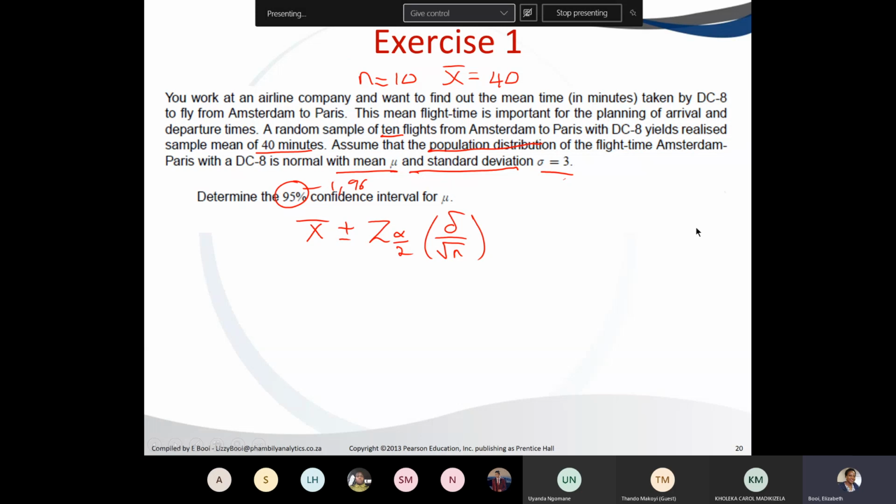Okay, who wants to try this? I don't have a calculator with me, so I will rely on you to give me the answers. The mean, we know that it's 40, plus or minus the critical value of 1.96 times the standard error of 3 over the square root of our n, which is 10. So who wants to give me answers?